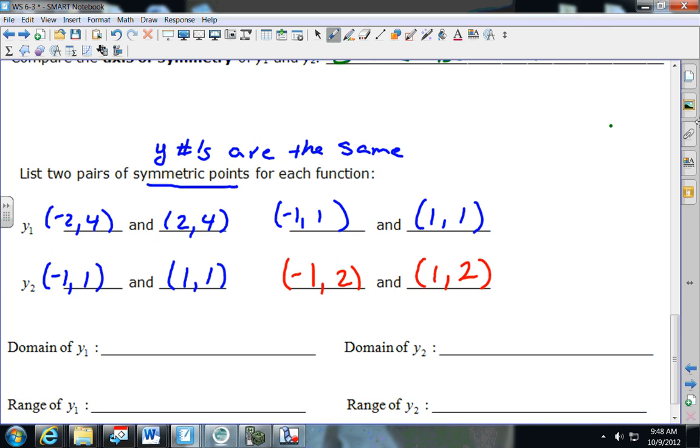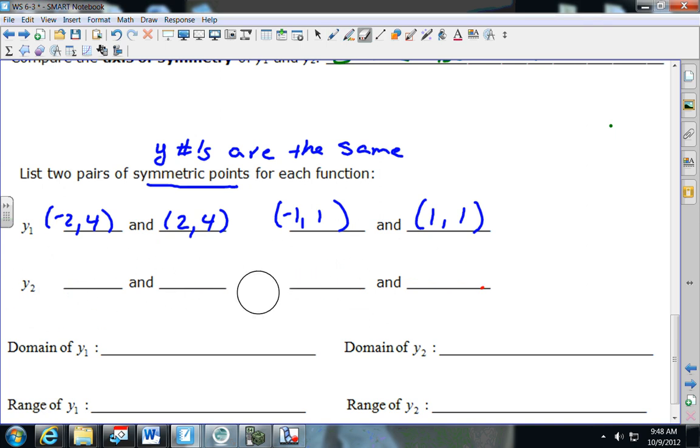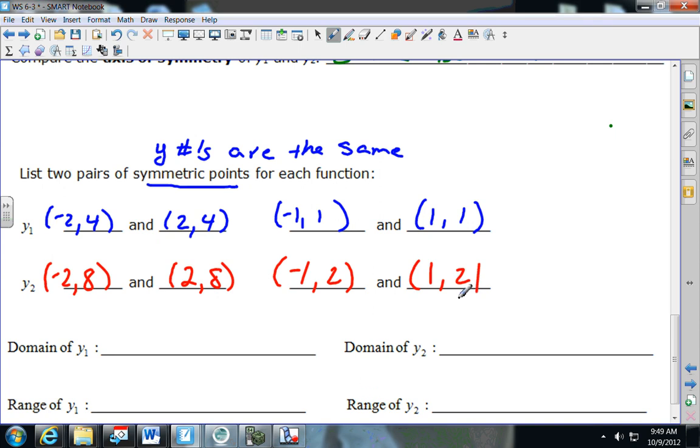I got you, because the y ones were supposed to be across the top, right? Okay. Didn't mean to erase all that. Let's do negative 2, 8 and 2, 8. Negative 1, 2 and 1, 2. Again, reminding ourselves that on symmetric points, the y numbers are the same.